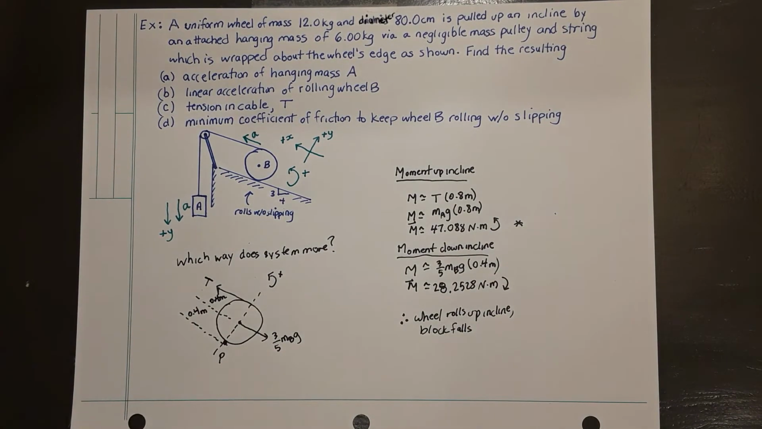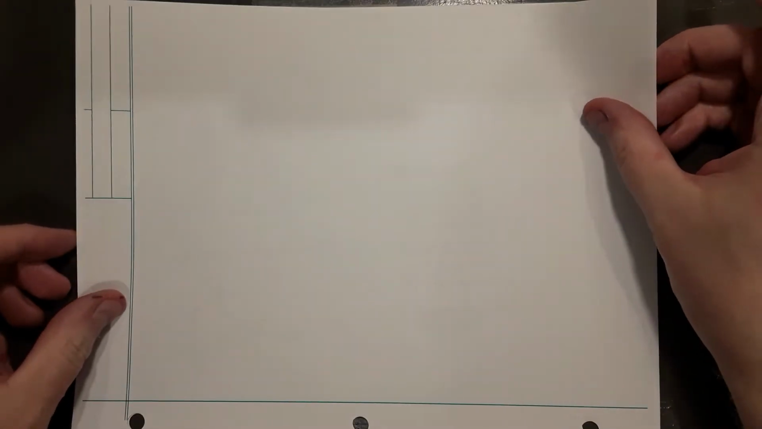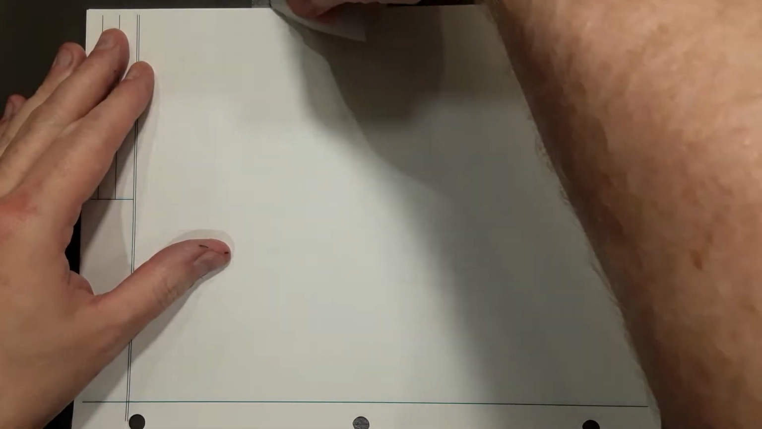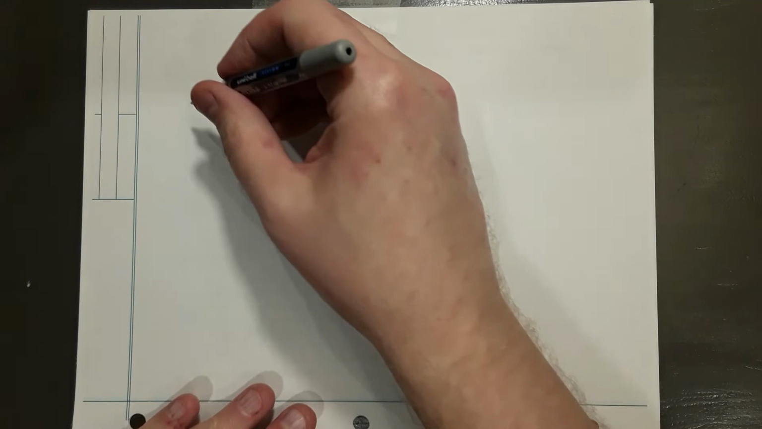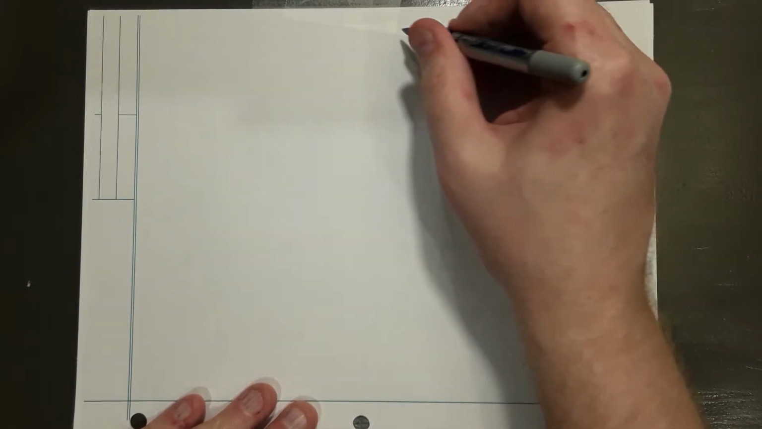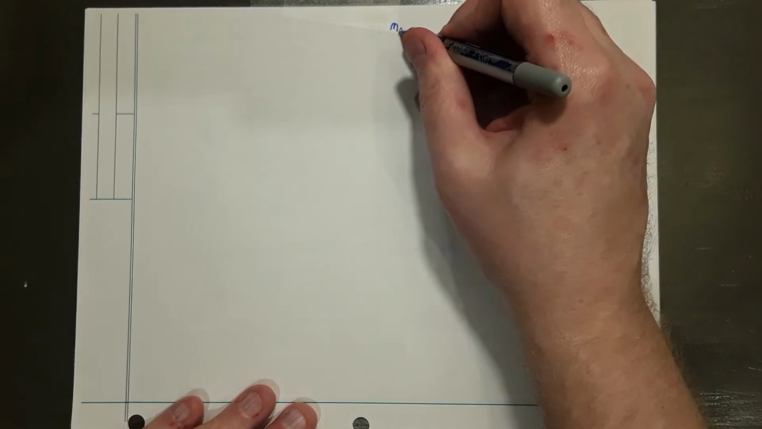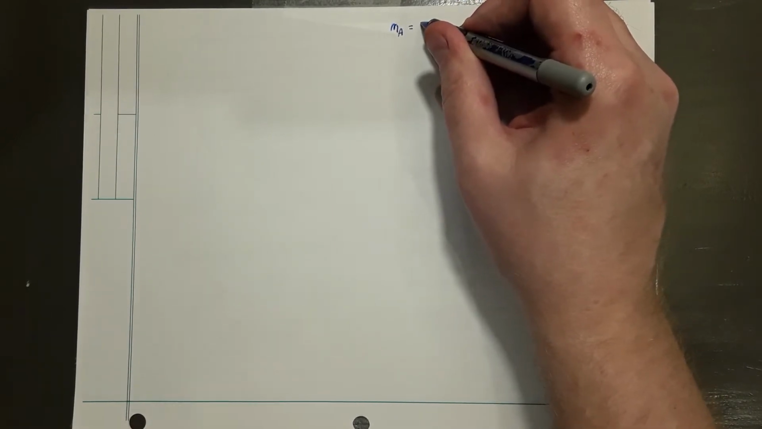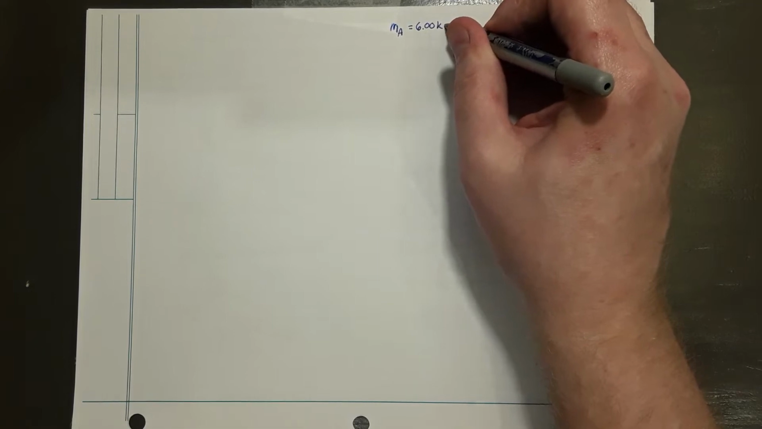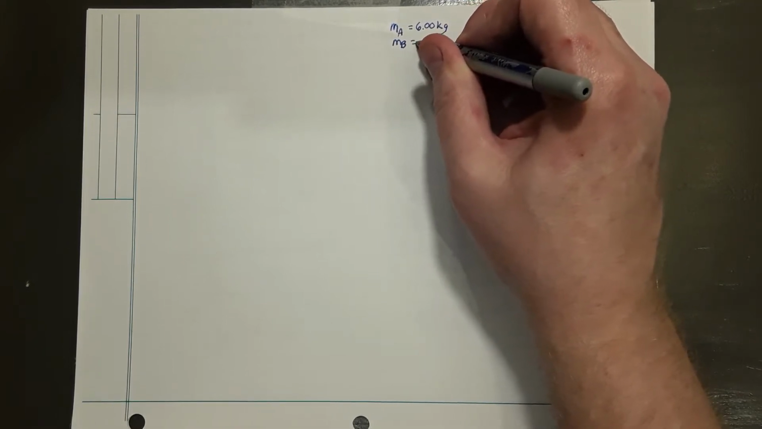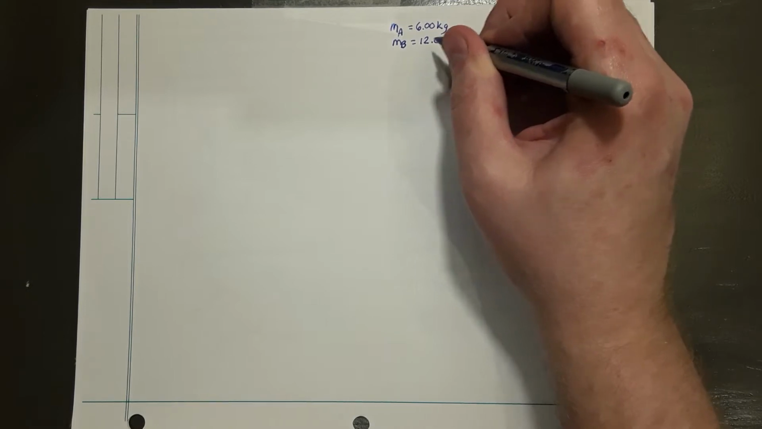We calculate which direction the system is moving so that we can get our positive directions. Now that we know which way the system is moving, what we need to do is step 3, where we list our known and unknown quantities. And so we have that mass A, the mass of the block, was 6 kilograms. Mass B, the mass of the wheel, was 12 kilograms.